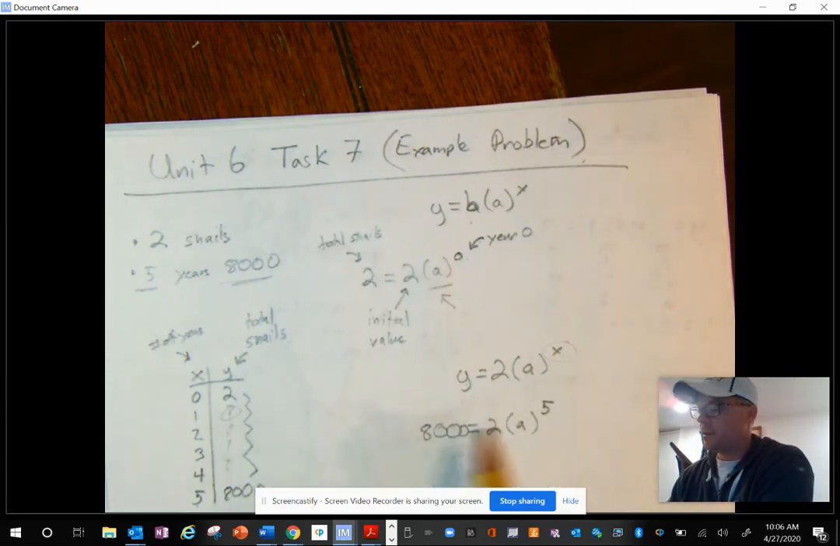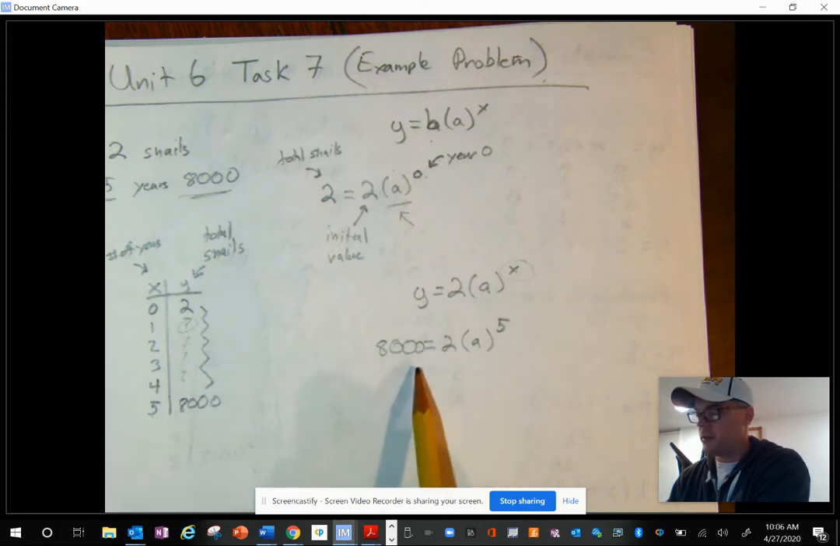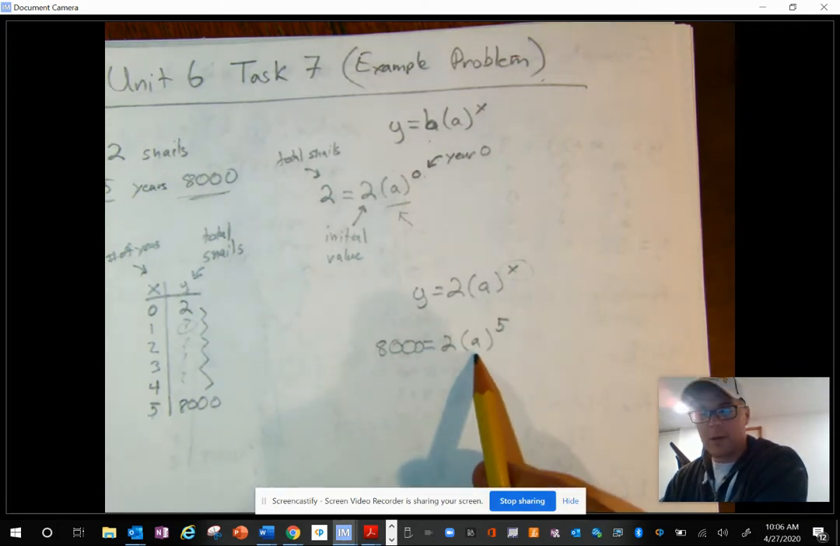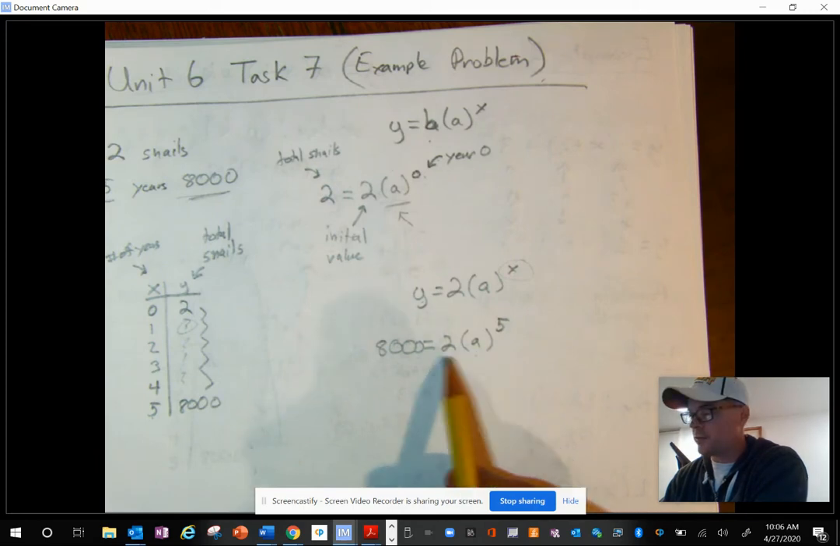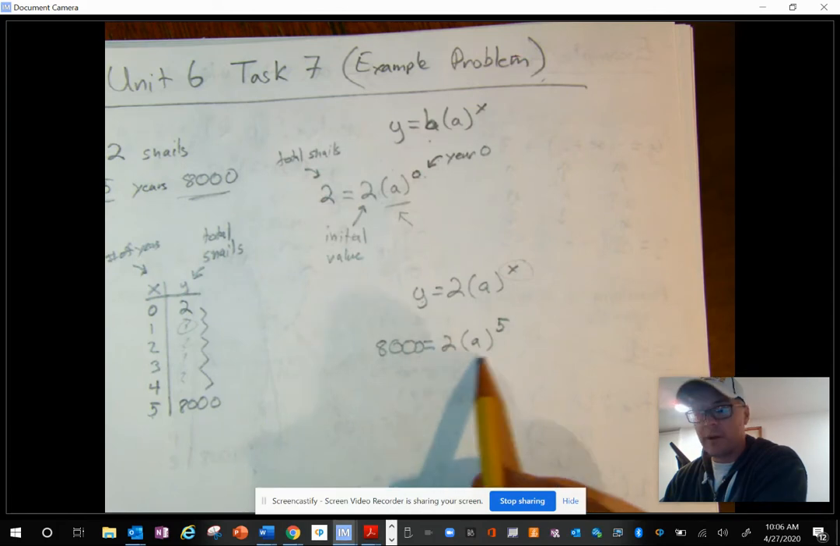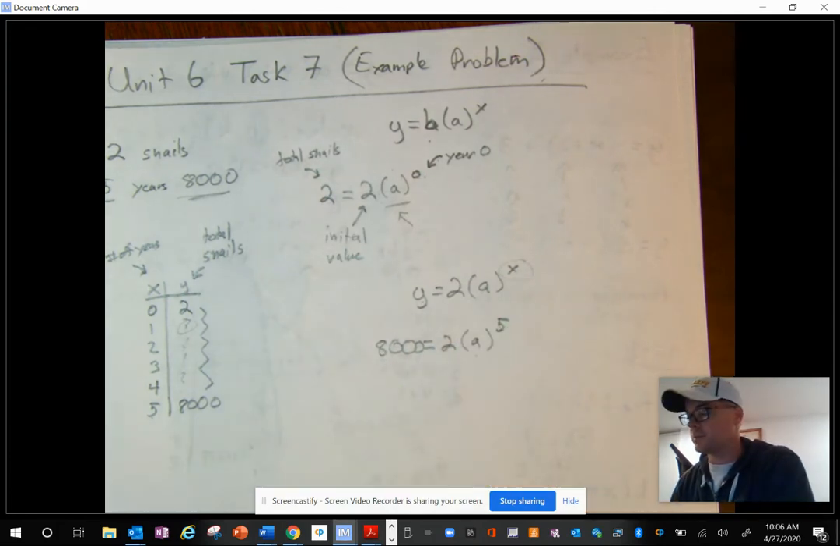Now we're going to treat this part of the problem just like a normal algebra problem. The idea is we want to get this a all by itself. We want to figure out what a equals. So we have to undo what's been done on this side of the equation. And whatever we do to this side of the equation, we have to do to the other side, just like our normal algebra principles.